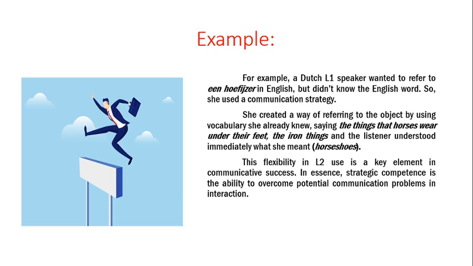She created a way of referring to the object by using vocabulary she already knew, saying the things that horses wear under their feet, the iron things, and the listener understood immediately what she meant. Horseshoes. This flexibility in L2 use is a key element in communicative success. In a sense, strategic competence is the ability to overcome potential communication problems in interaction.